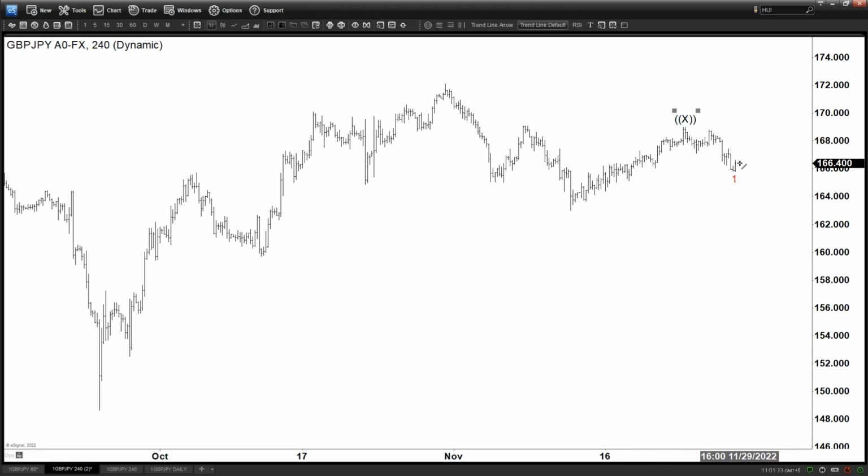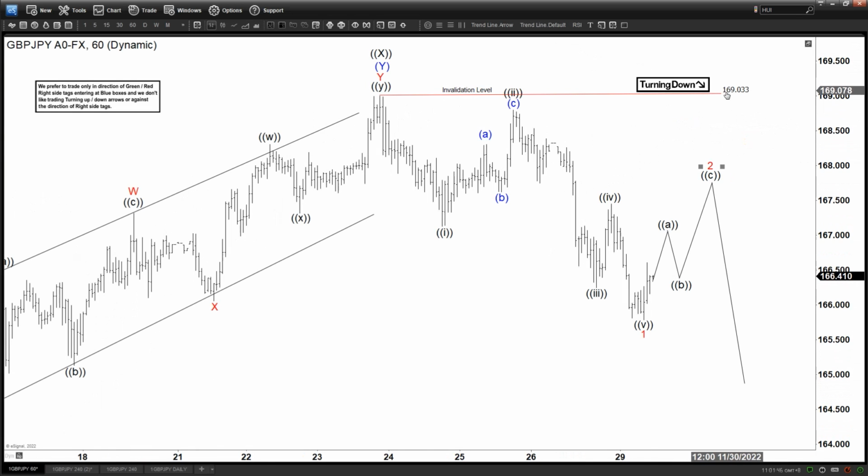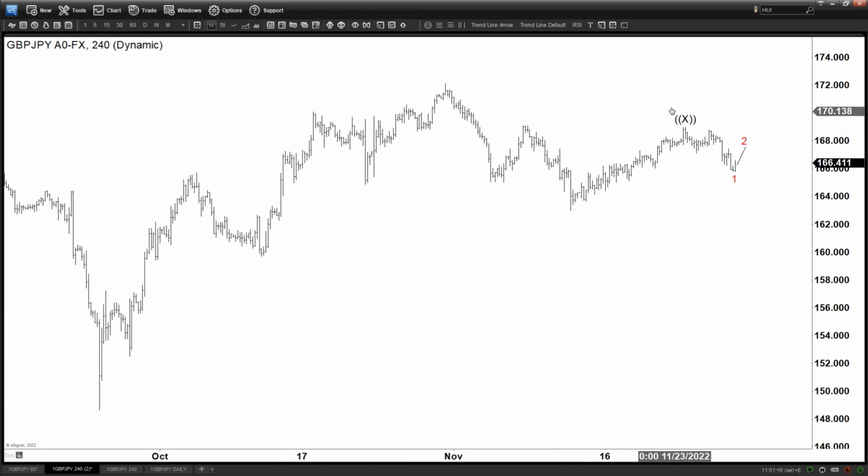So remember, we are now doing a wave 2 rally in a 3 waves, so we should be getting 2 like this, right? So once that 2 is finished, as long as we stay below this X, which is that 169.03 there, we should be getting 3, 4, 5 like this, right? We should be getting 3, 4, 5.